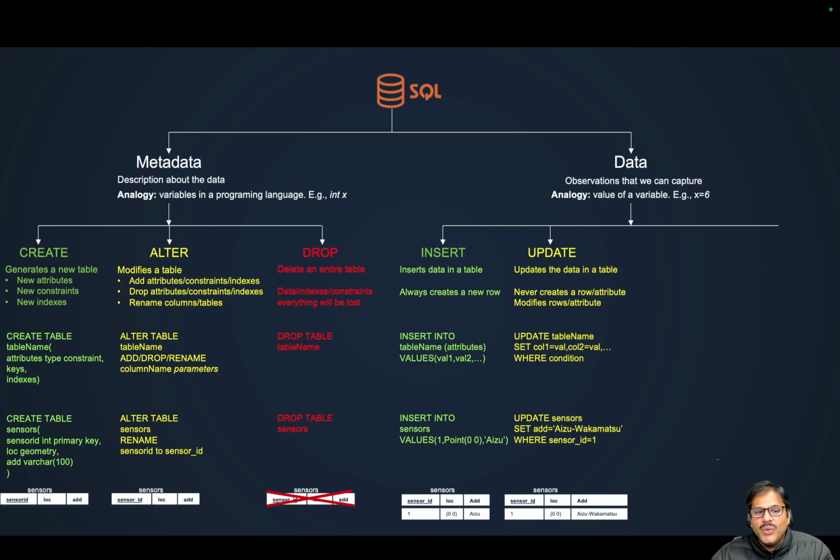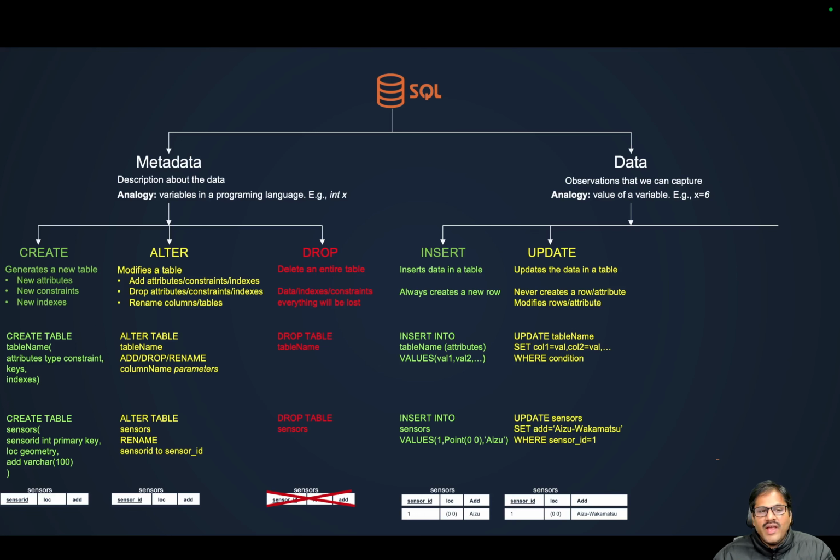What we are trying to do in this update query is, if the sensor ID is 1, we want to change whatever its address is to Aizu Wakamatsu. So when we execute this SQL query, the address value for sensor 1 in the table gets updated to Aizu Wakamatsu as shown below.